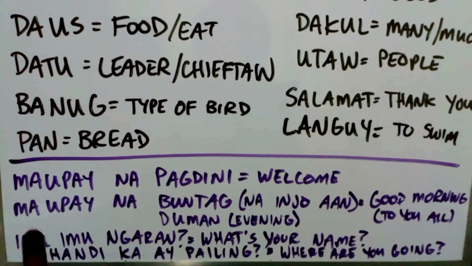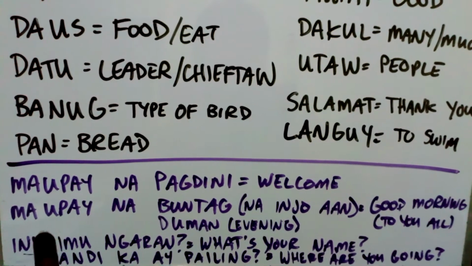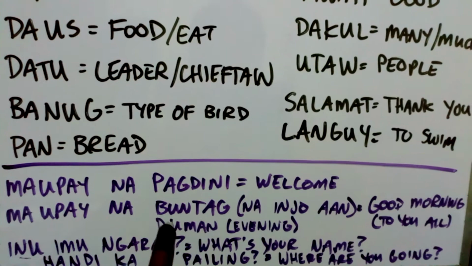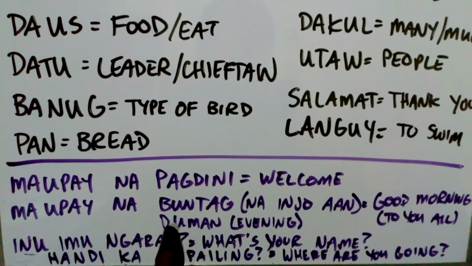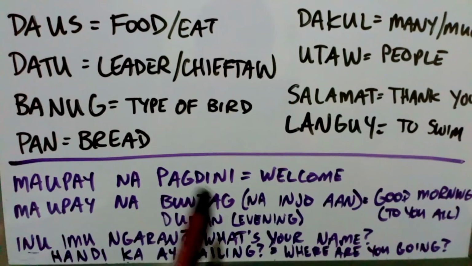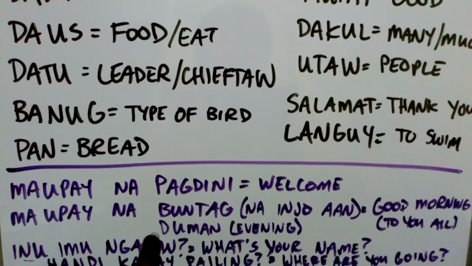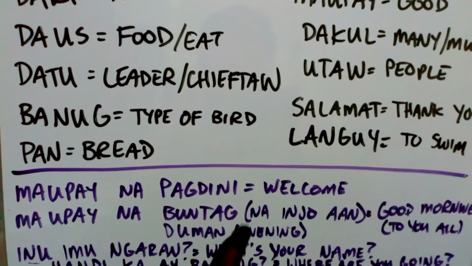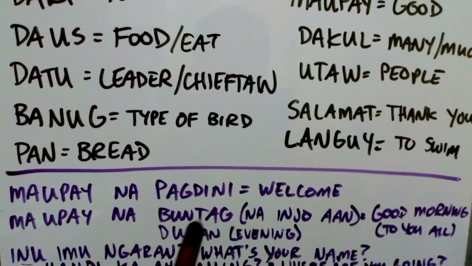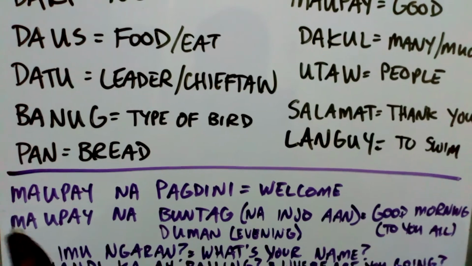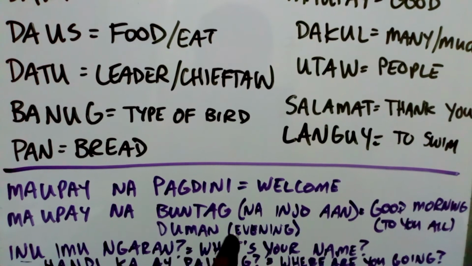This one's gonna be a funny one too. Maupay na buntag. If you just say maupay na buntag, it means good morning, and maupay na duman means good evening. This buntag again, if you speak Cebuano, buntag means morning, right? I think this is one of the commonalities that Kinamigin has with Cebuano. So maupay na buntag meaning good morning, maupay na duman meaning good evening.